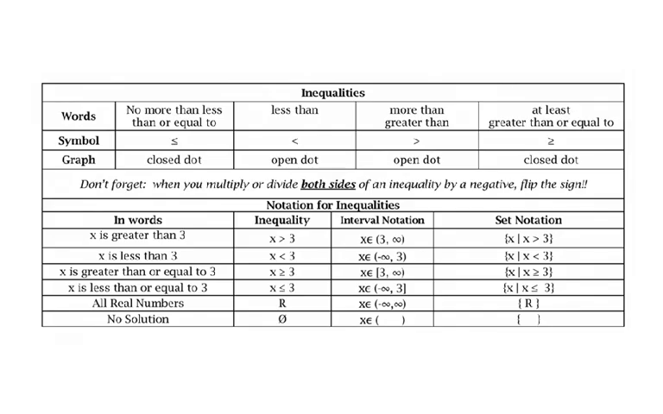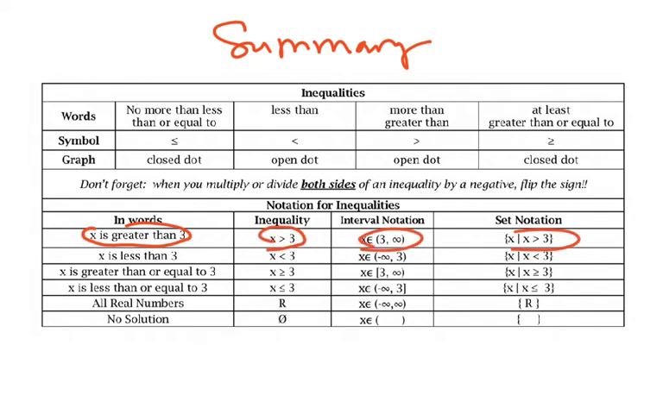And then the last part of your notes, I have this summary of how to write all of the notations that we talked about today. So how do you say it in words? How do you say it with a graph? Or how do you say it with a symbol, set notation, interval notation? And so you can look, like if we say x is greater than 3, here's how we say it as an inequality, as an interval, as set notation.